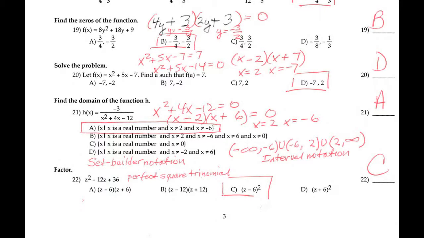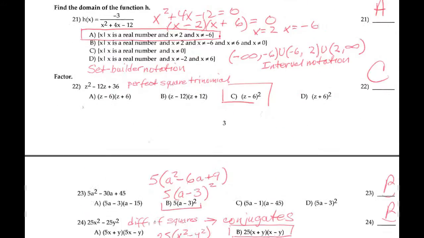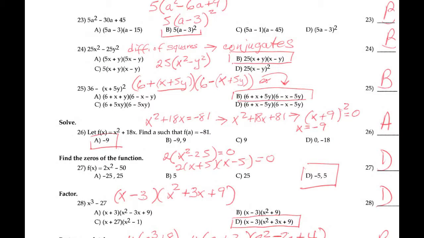Let's go on here. Now here we had to factor out a 5, which I did up here, and then you get a perfect square trinomial inside, and it looks like so. Okay?